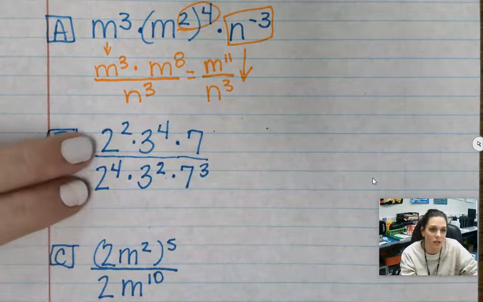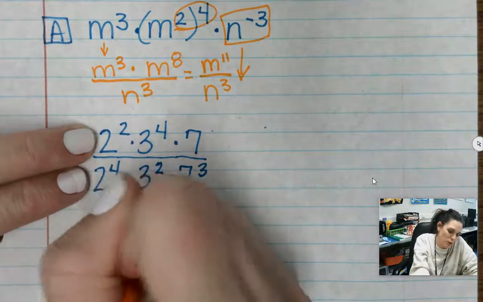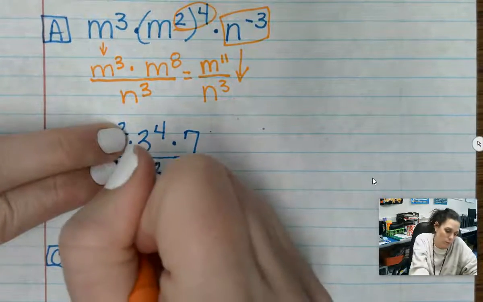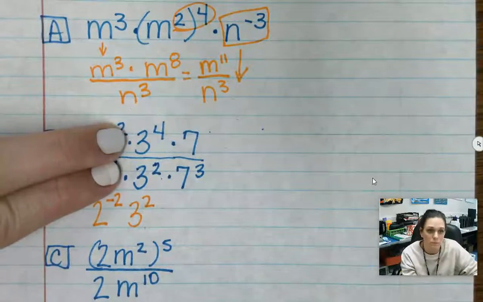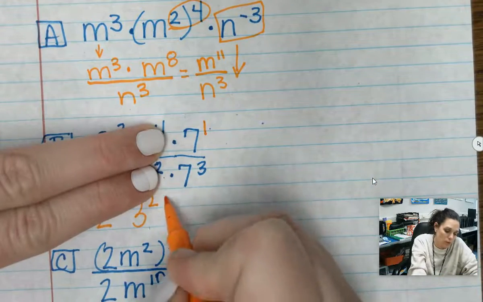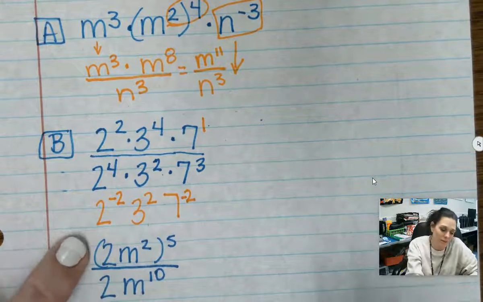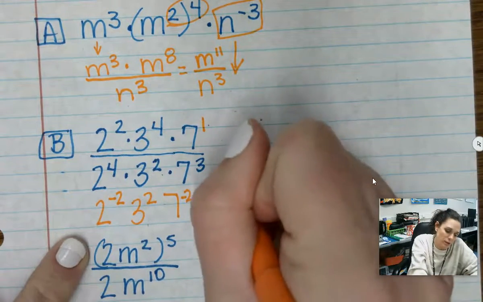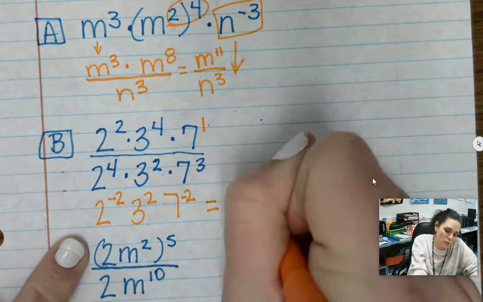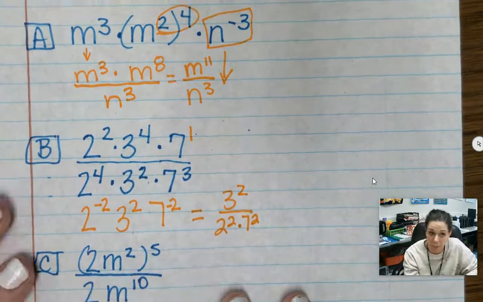All right, my method here is going to be the subtraction. So I have 2 minus 4, so this would have become 2 to the negative 2nd. Here we have 4 minus 2, so we would have gotten 3 to the 2nd. And here we have 1 minus 3, which equals 2. I should say negative 2. And again, my results cannot be negative. So this would then simplify to 3 squared on the top and 2 squared times 7 squared on the bottom, because both of these negatives tell him to ride the elevator down.